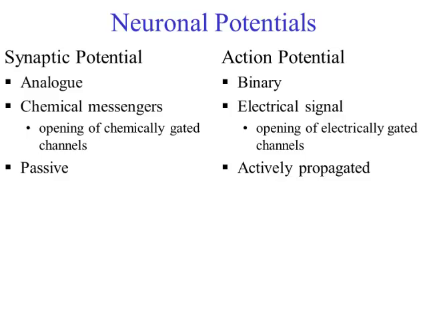Synaptic potentials are due to chemical messengers. We're going to open up chemically gated channels. The neurotransmitters are going to bind and open up those channels. Whereas the action potential is an electrical signal, because here we have the depolarization from the EPSPs, which are going to trigger the voltage-gated ion channels. The synaptic potentials are passive. There's no cellular mechanism that actively sends the signal from the dendrites to the axon hillock. It's just passively being propagated.